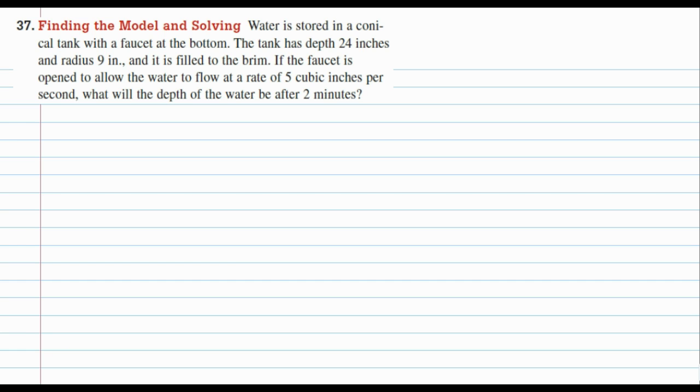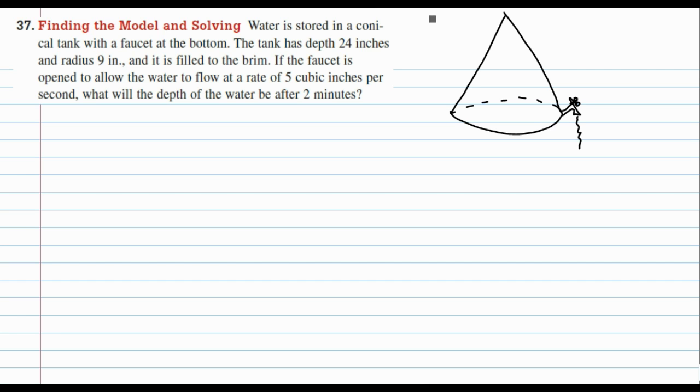Now try problem number 37, finding the model and solving again. Water is stored in a conical tank with a faucet at the bottom. Alright, so I've got a cone tank and a little faucet. There's my little faucet. Water at the bottom. The tank has a depth of 24 inches and a radius of 9 inches.